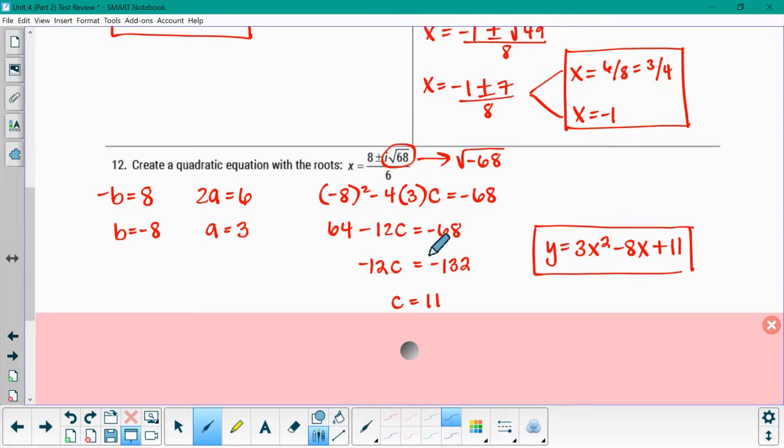Negative 12c is equal to negative 132. If I divide both sides by negative 12, I get c is equal to 11. One thing you do not want to forget for a problem like this is to actually answer the question. Write the equation: y equals 3x squared minus 8x plus 11.